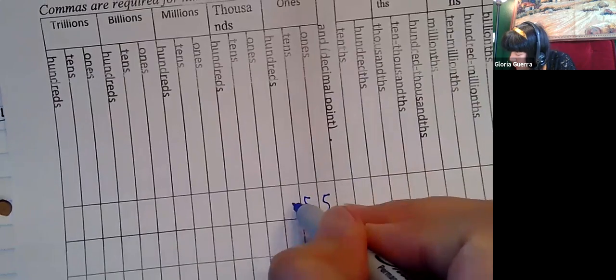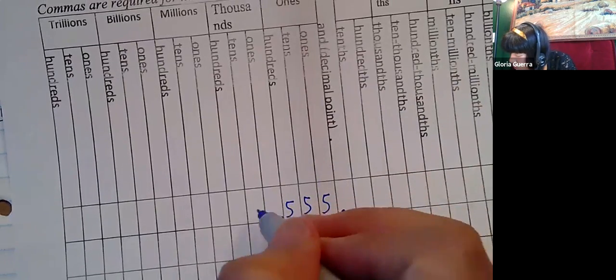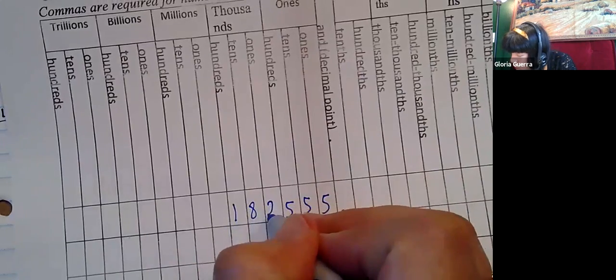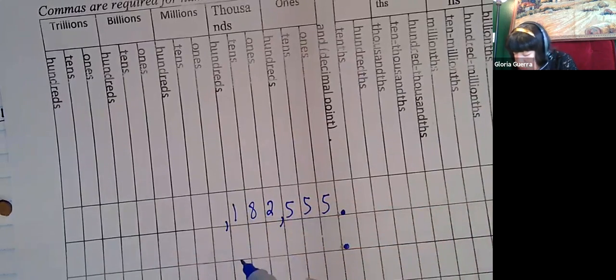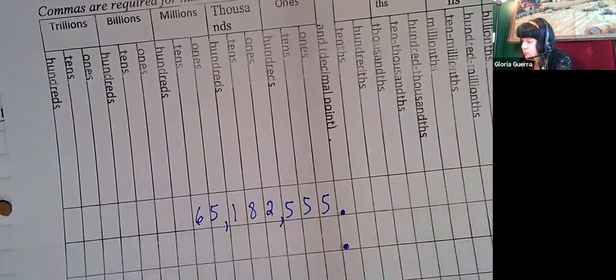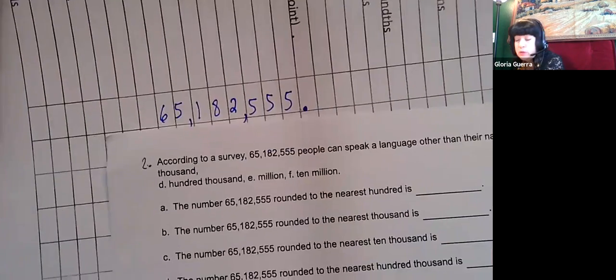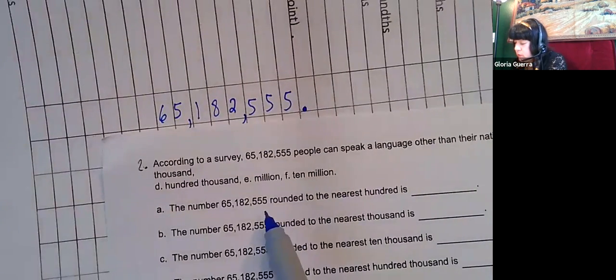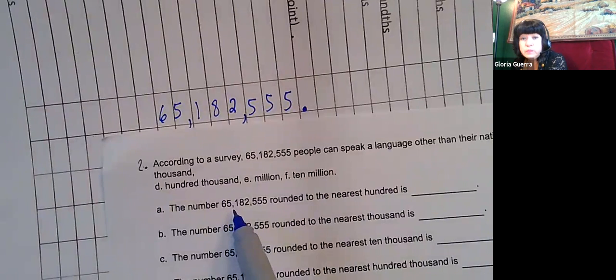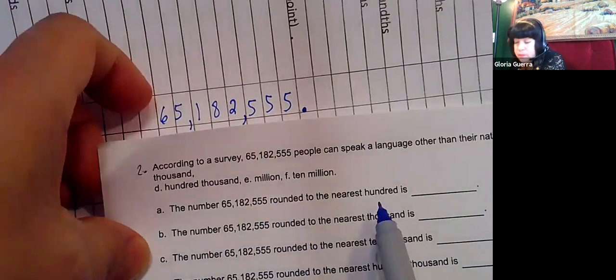But at the end, I see these. I work backwards. This 555, 182, and then I see that 65. There we go. So you see I'm jotting down the same number that was given to me here: 65,182,555. And I'm rounding to the nearest hundreds.